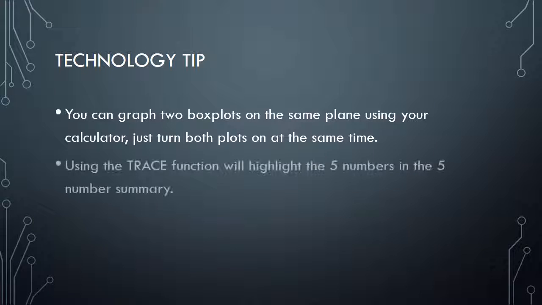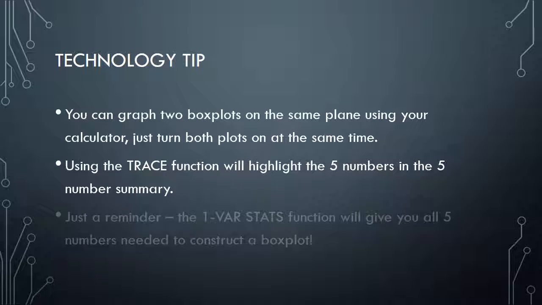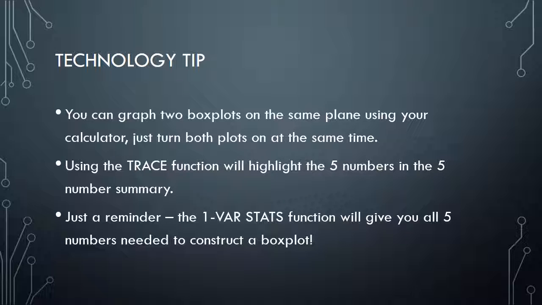When you've got a box plot on your graph, if you hit trace and then use the right and left arrow keys, it will jump between the 5 numbers in the 5-number summary. So it'll give you the minimum, the maximum, and at the bottom of the screen it will tell you what those values are. And just a reminder, the one variable stats function will give you all 5 numbers you need to construct a box plot. So if you're going to do this in your calculator, just put the data in the list and then run one variable stats and you've got it.